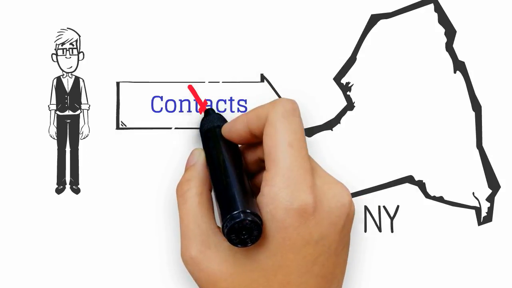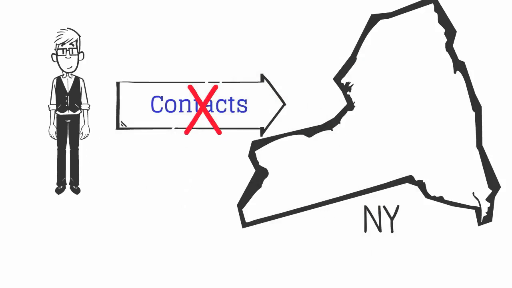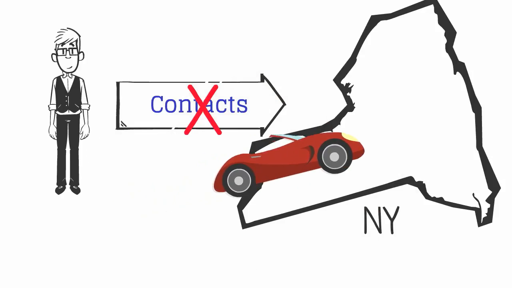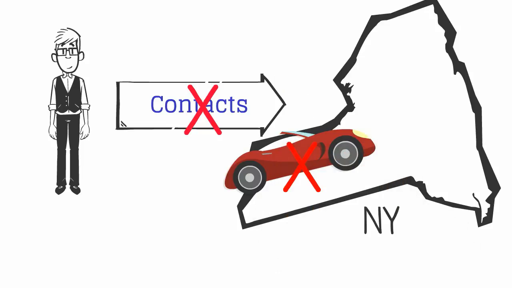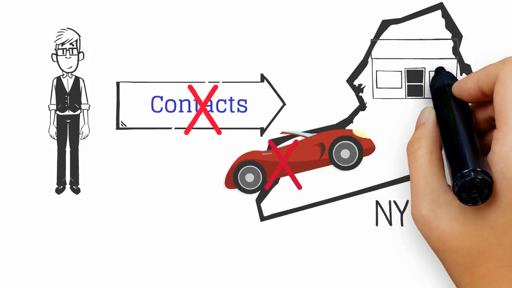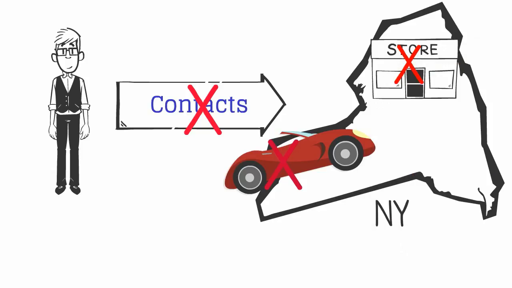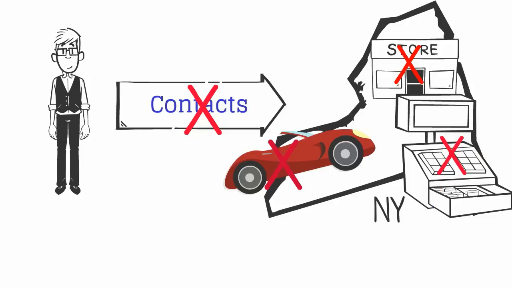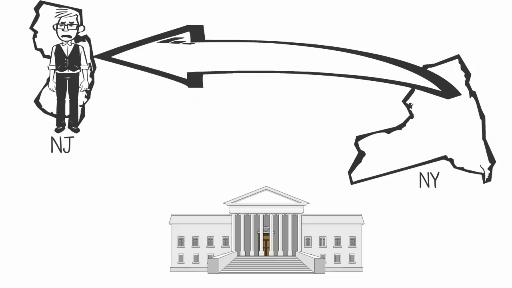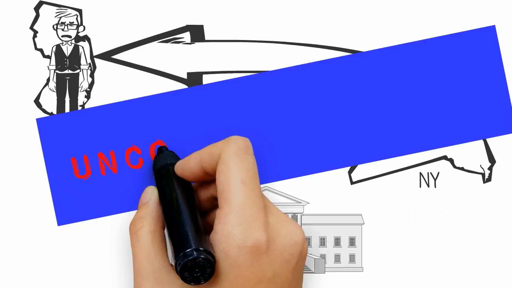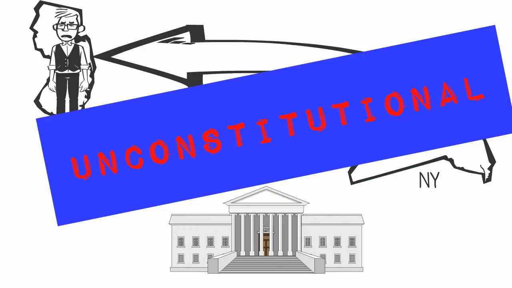But let's say David has no connection to New York. David never travels to New York. David doesn't operate any business in New York. David doesn't sell any products to New York. According to the United States Supreme Court, it is unconstitutional for a court to assert long-arm jurisdiction over a defendant who has no contact with the state.